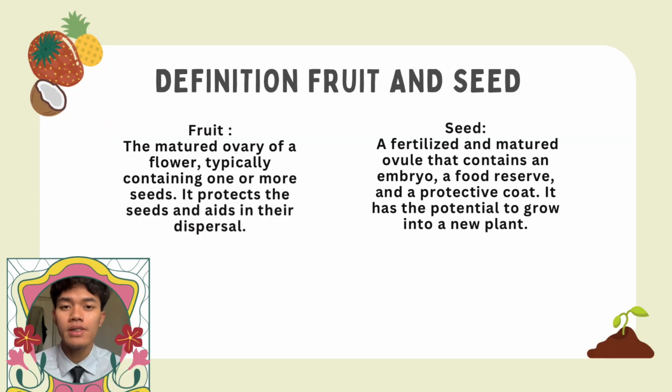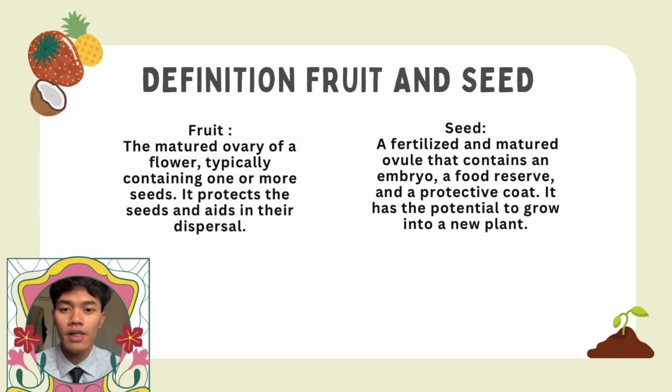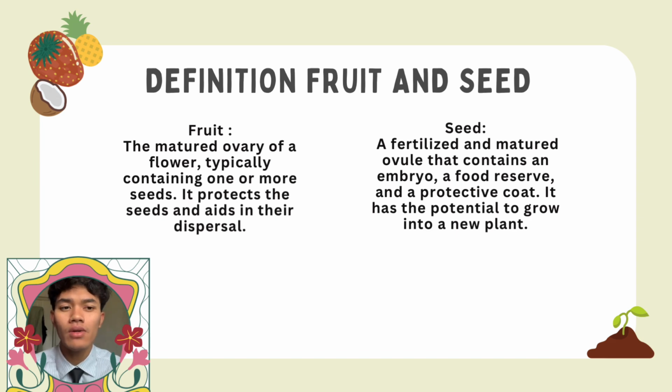Now I want to explain about fruit and seed development. For the first slide, I want to share about the definition of fruit and seed. Fruit is the mature ovary of a flower, typically containing one or more seeds. It protects the seeds and eggs in their deposit. Next, a seed is a fertilized and mature ovule that contains an embryo, a food reserve, and a protective coat. It has the potential to grow into a new plant.